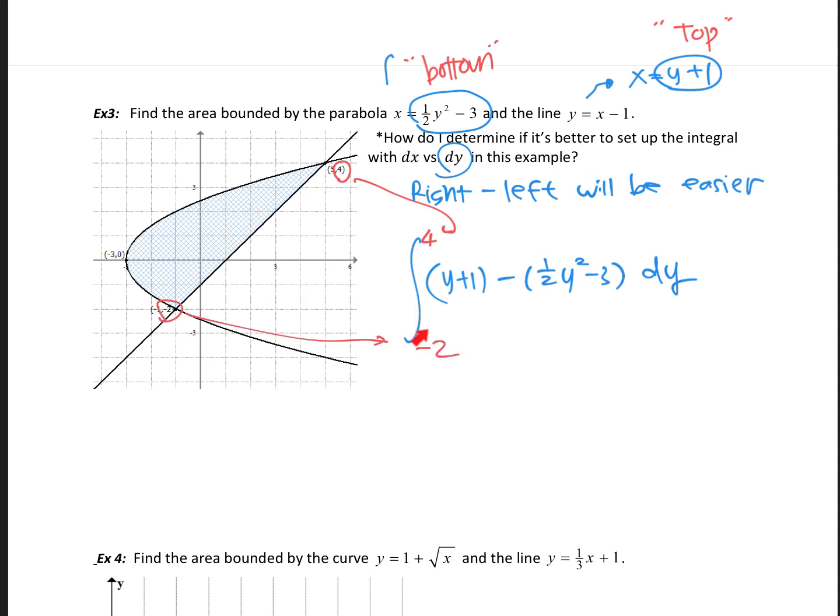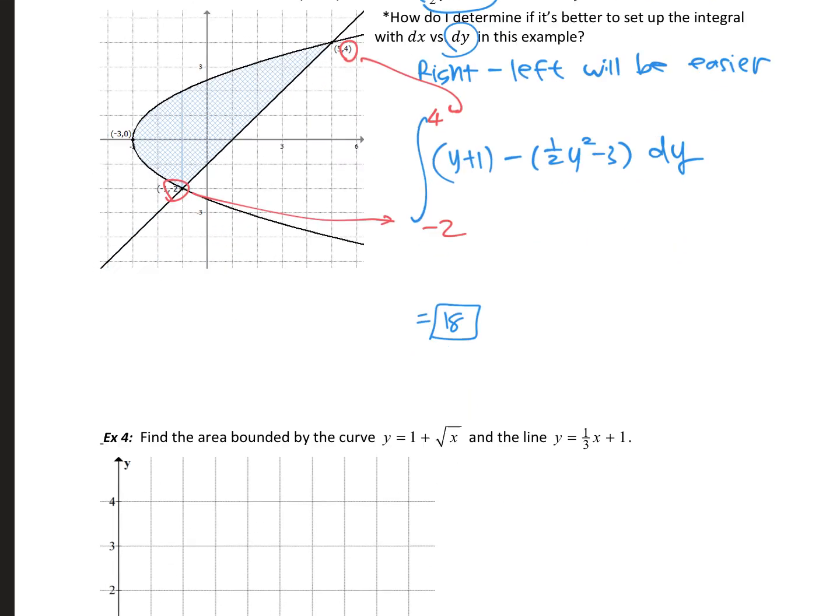You also have to be careful with this part. How do I know which number to pick? There are three sets of numbers. Well, this is y, so I'm looking at the y values. If I'm looking at the region, what's the highest y value? That's 4. What's the lowest y value? That's -2. So this will be my integral to set up, and once you calculate it out, you get 18 as an answer.